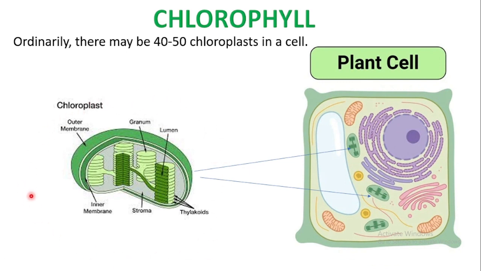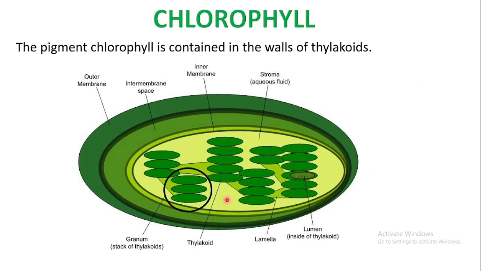The labeling of chloroplast is important. You write this granum or grana, anything is okay. And this one sac is known as thylakoid. The whole thing is known as granum. Okay, and the colorless liquid is called stroma. There is inner membrane and outer membrane. Always remember that chloroplast has two membranes, inner and outer. Okay, so pigment chlorophyll is contained in the walls of thylakoid.